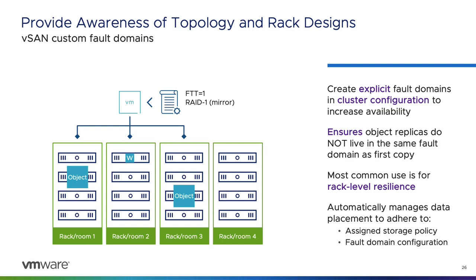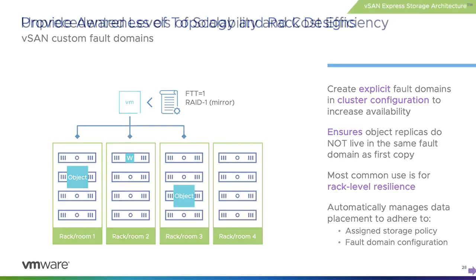The most common way fault domains are employed is by creating fault domains that represent a rack in a data center. The vSAN data would be distributed across multiple fault domains so that in the event of a total rack failure, no system would be compromised.